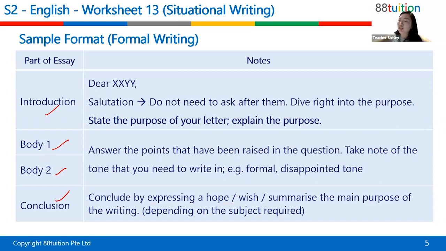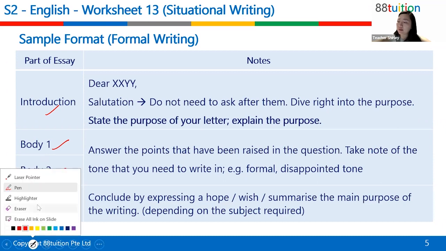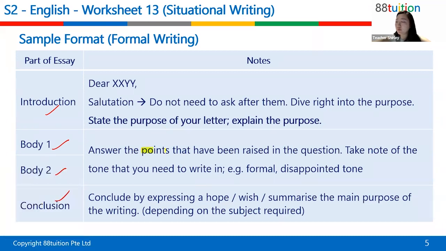And of course, the next 2 points, you're supposed to answer the points that have been raised in the question. Take note of the tone that you need to write in. So basically, there will be the points. Okay, later on you know what I mean. I think you have been practicing a little bit, right, for formal writing. So you do recognize that there are pointers given to you, usually 5 bulleted, that are given to you in the question. You are supposed to answer all of them, okay, because you will be given content points for that.